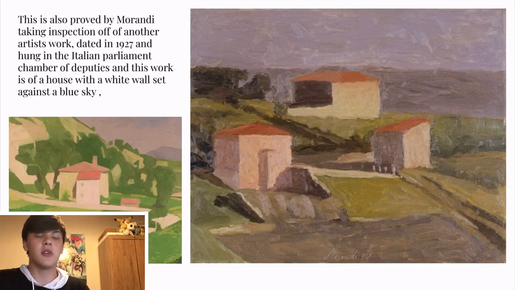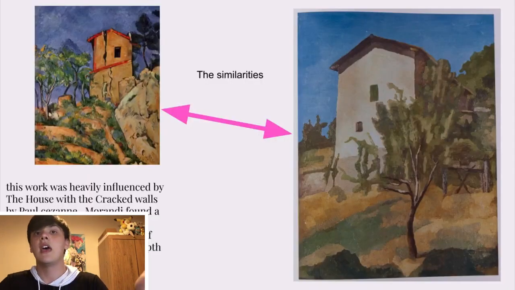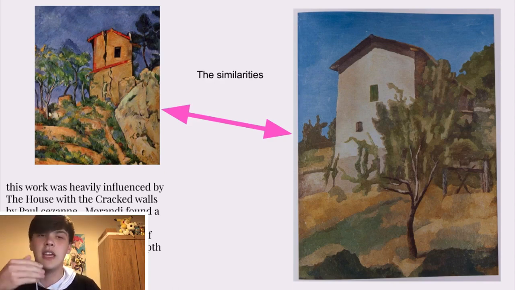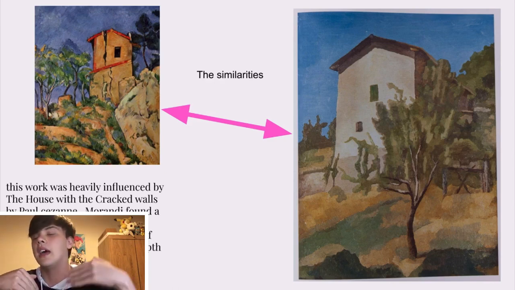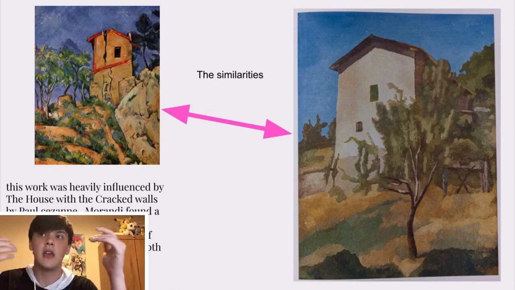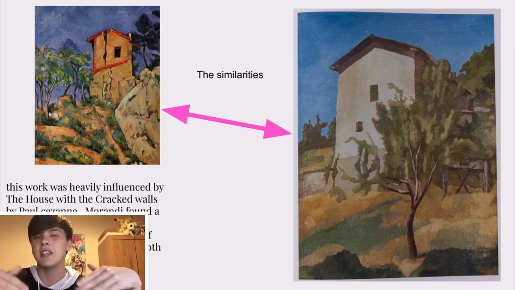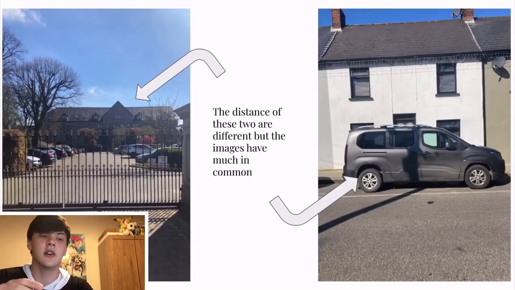Giorgio Morandi was the first artist that I'd seen that took inspiration from another artist, which was Paul Cézanne, and one of his works called The House with the Cracked Walls. In Giorgio Morandi's works, it's very similar, with a tree in the foreground and a house in the background, both taking center point in the work that he had done.